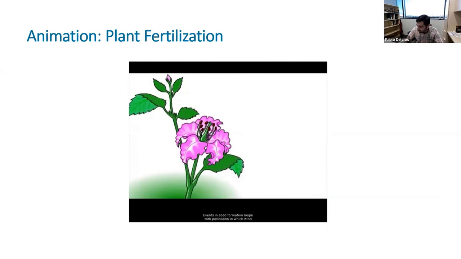Events in seed formation begin with pollination, in which wind or animals bring pollen to the flower. The growth of pollen tubes causes the flower to discard its colorful parts, petals and stamen. After pollen arrives, the bright petals are a hazard. They attract animals that might eat the delicate young fruit.